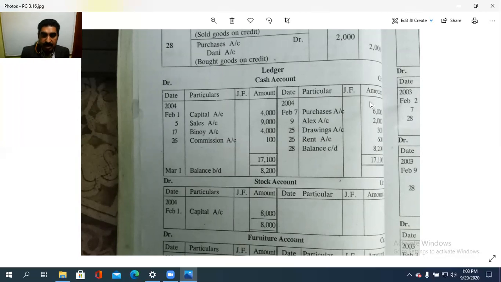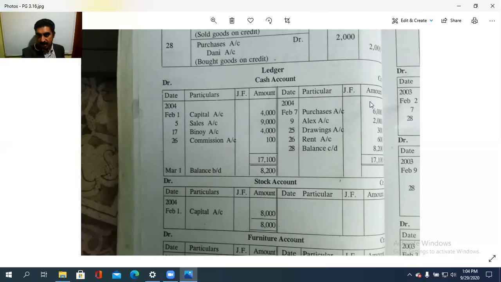If we are taking the cash account, see the entries: cash account debtor to capital 4,000, cash account debtor to sales 9,000, cash account debtor to Binoy 4,000, cash account debtor to commission 100. These are the income generated, and on the opposite side are the expenses: purchase account debtor to cash 6,000, Alex account debtor to cash 2,000, drawings account debtor to cash 300, rent account debtor to cash 600.